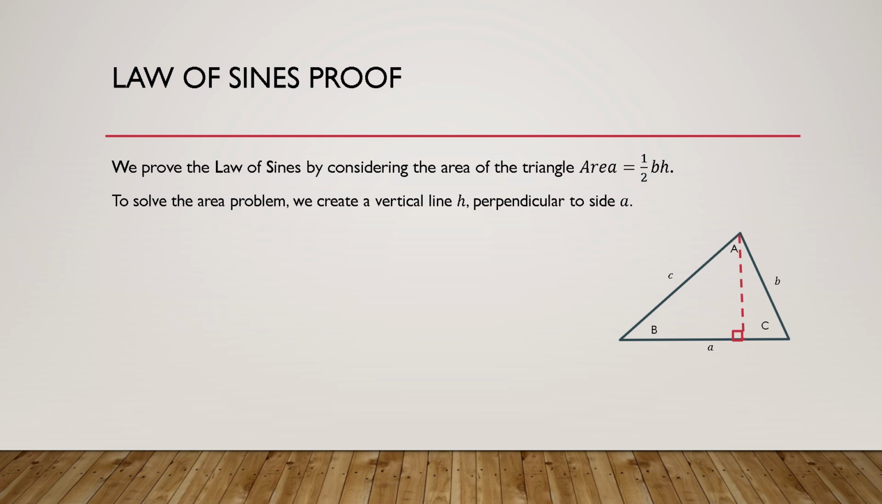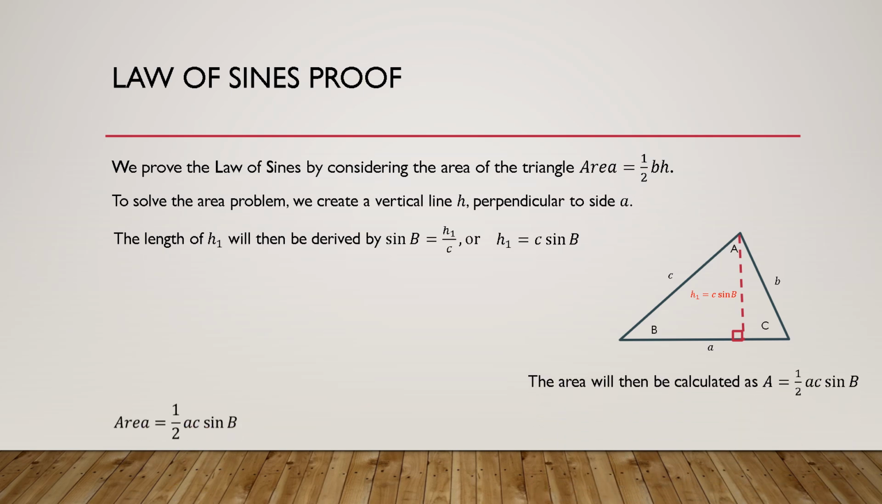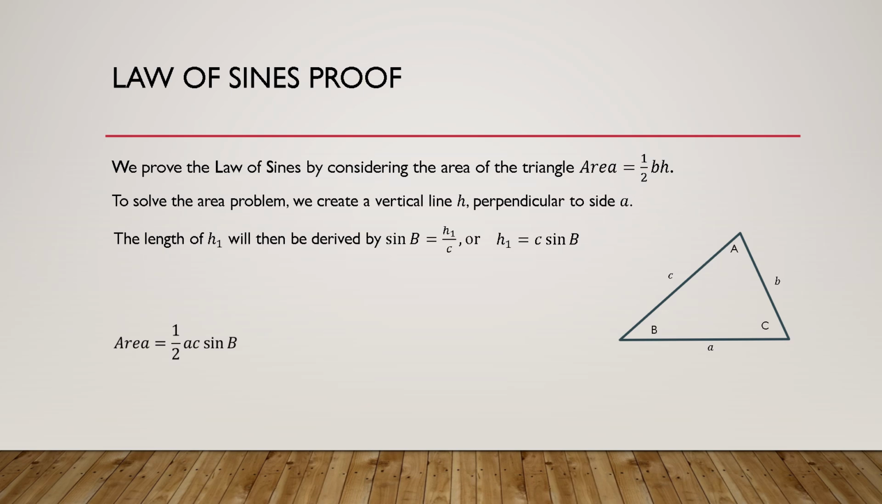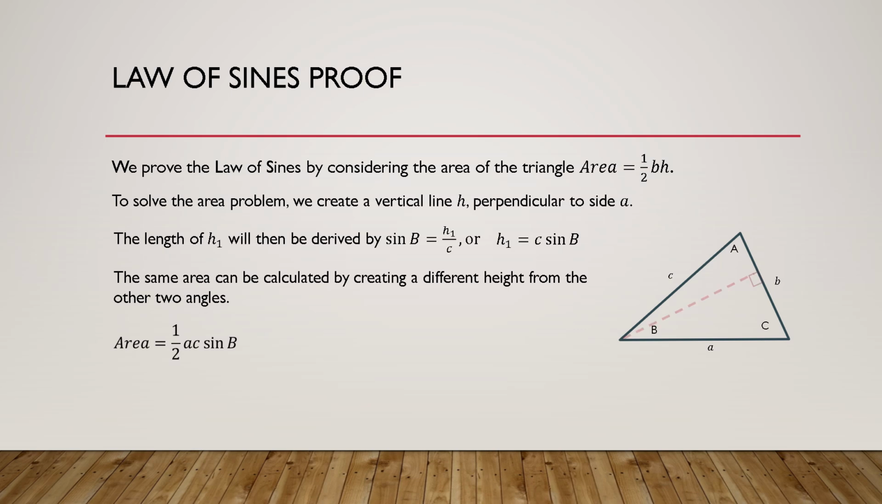Knowing our trig function, sine B will be equal to the opposite over the hypotenuse, or h1 over c. Solving for the height, we get h1 is equal to c sine B. Therefore, the area will be 1/2 A times C times sine B. The same area can be calculated by creating a different height from the other two angles.